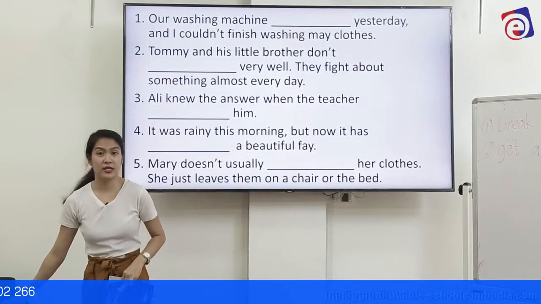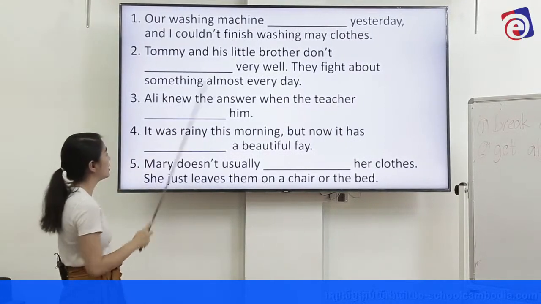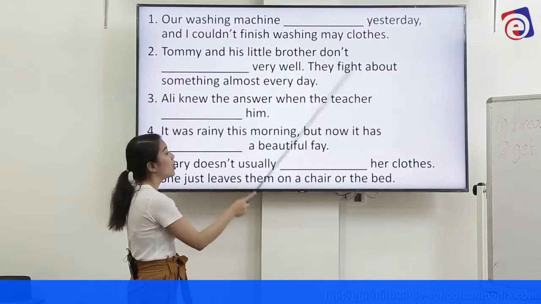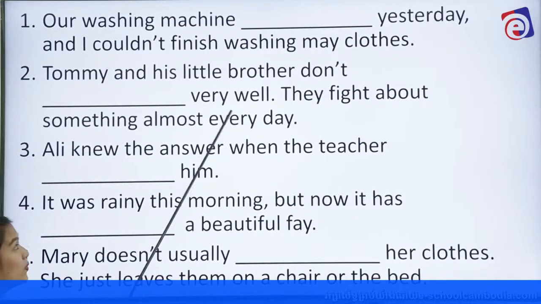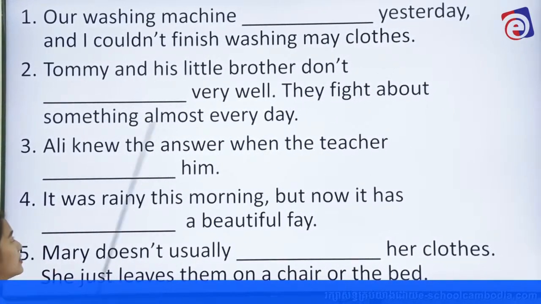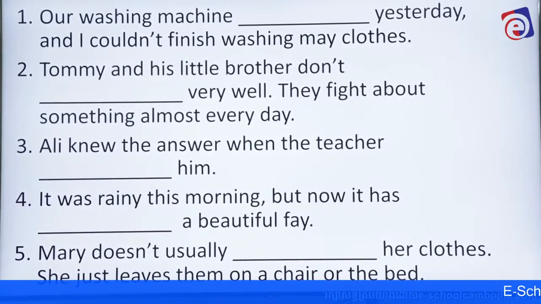Why? Let's read the sentence. Let's put get along in the blank. Tommy and his little brother don't get along very well. Why? Because they fight about something almost every day.